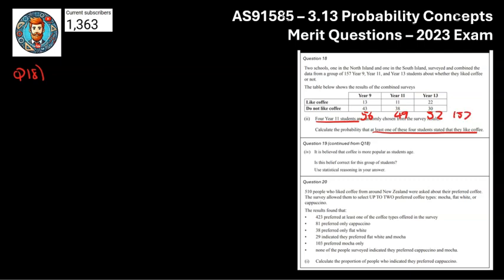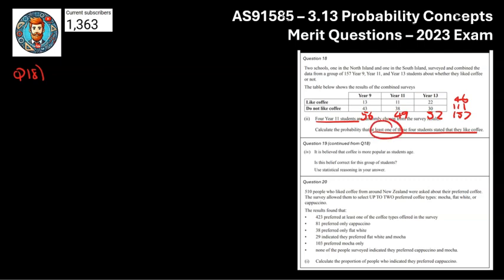Then going up the other way, we have 13 plus 11 plus the 22 over here. That was 46, so 46 people liked coffee, and the remaining 111 did not like coffee. So we've got our two-way table done, and we've got all the totals. We now need to figure out this here.